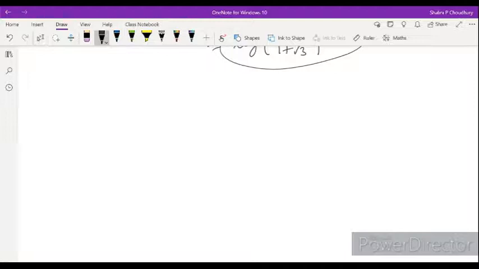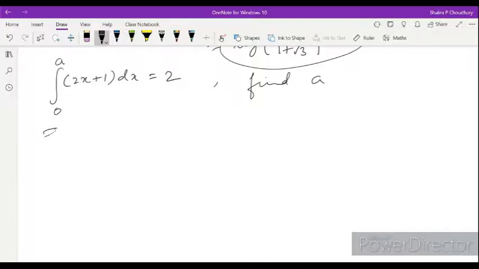If we have a question, again we have to find out the value of a. The interval 0 to a is given, integral of 2x plus 1 dx will be equal to 2. So what you have to do is find out the value of a. So how will we do this?